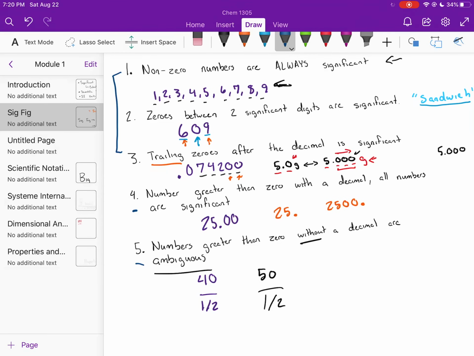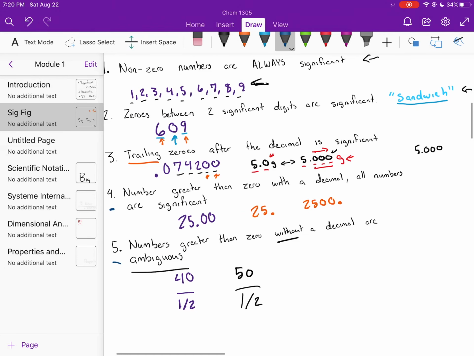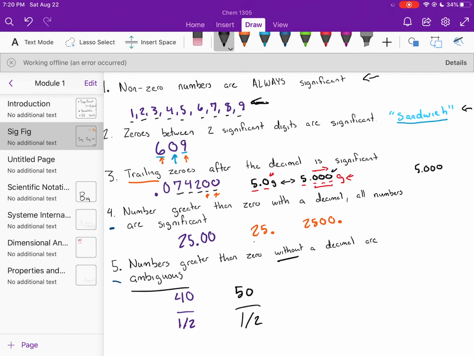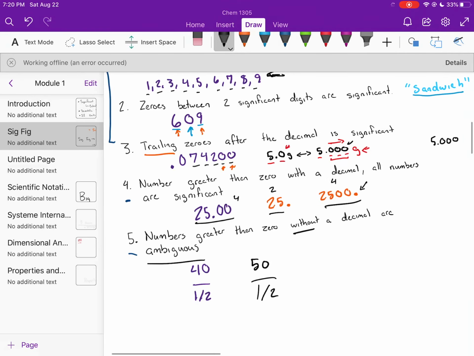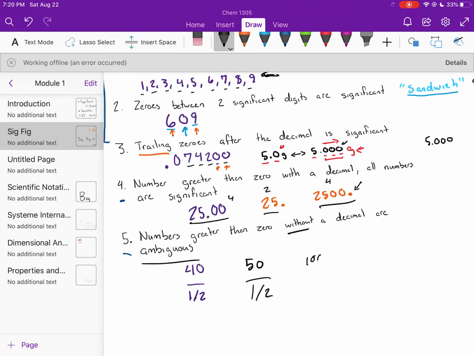But it's helpful to remember that for numbers greater than 0 with a decimal point, all numbers are significant, right? So all of these are significant. There's 4, there's 2, and there's 4 because of this decimal point. And numbers greater than 0 without the decimal are ambiguous. So 40 is actually like 1 or 2. Same goes with 50, and 100 would be like 1 or 3, if that makes sense.